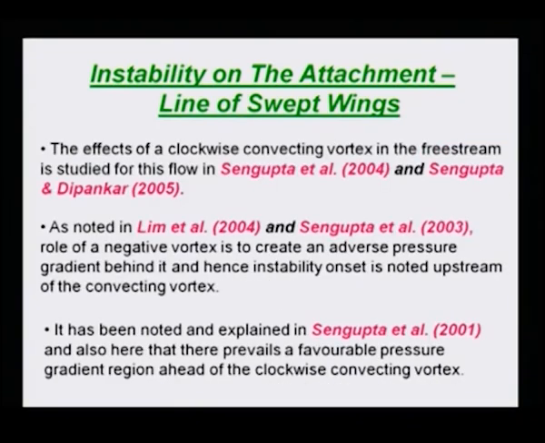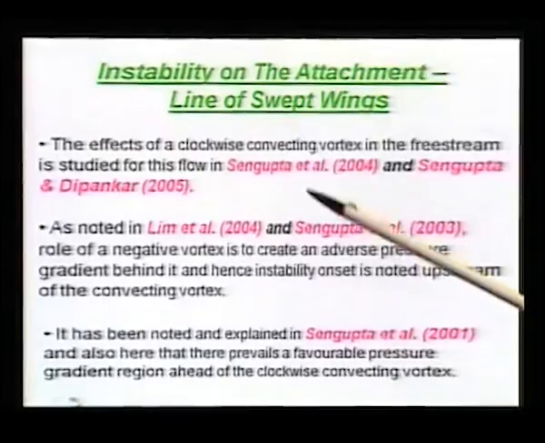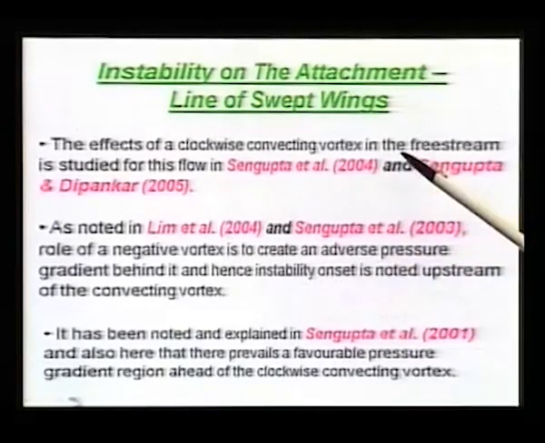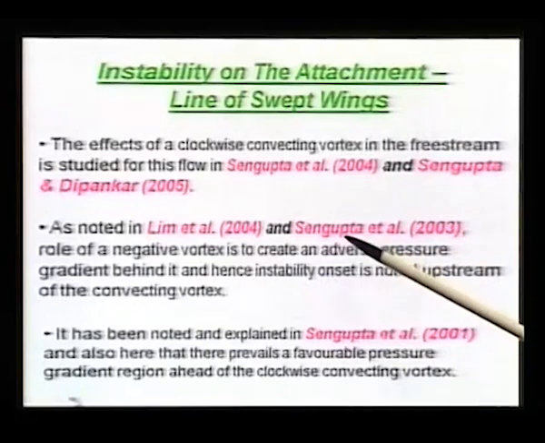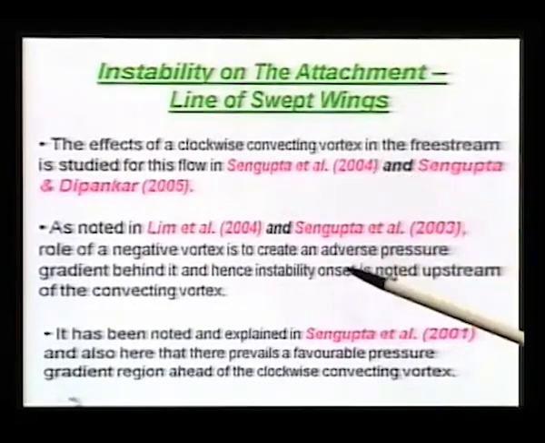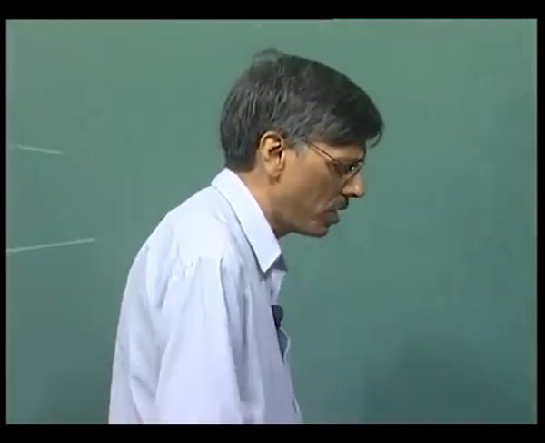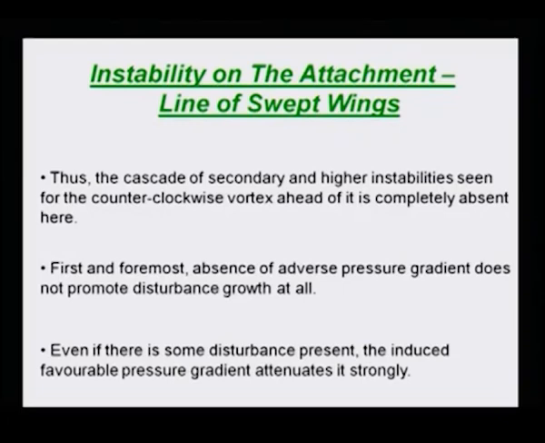Now, if I look at the attachment line instability once again, we have seen in the last class the effect of a counterclockwise rotating vortex. What happens when we have a clockwise rotating, convecting vortex in the free stream? This was also studied. You see almost the same thing that we studied for Blasius boundary layer. So, whatever we saw there, it happens here too. And we also note that if we look at a clockwise rotating vortex, ahead of it you are going to see a favorable pressure gradient. So, we should see that if we do the calculations, right.